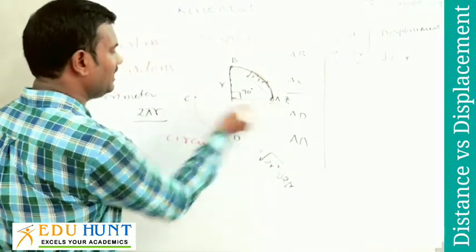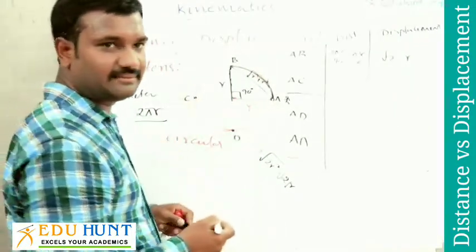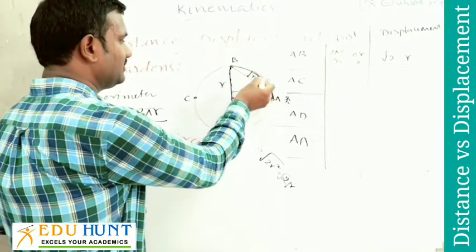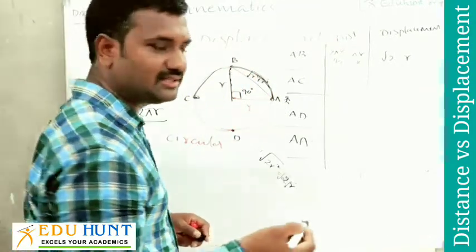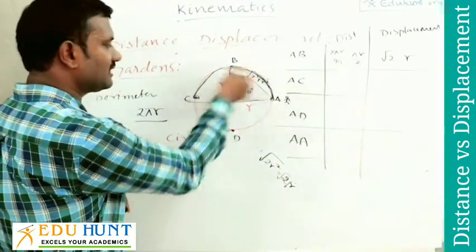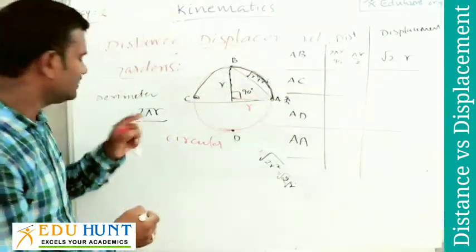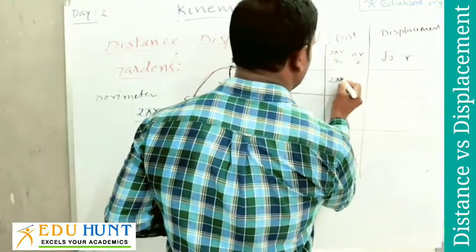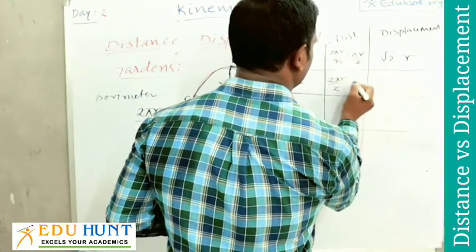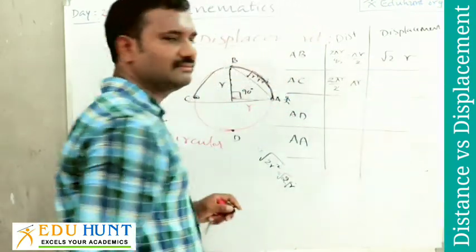This is point A. This is point C. He is moving like this. So definitely the remaining people can answer this. This is half of the circumference. What is the circumference? The perimeter is 2 pi r. So this is 2 pi r by 2, which is equal to pi r.